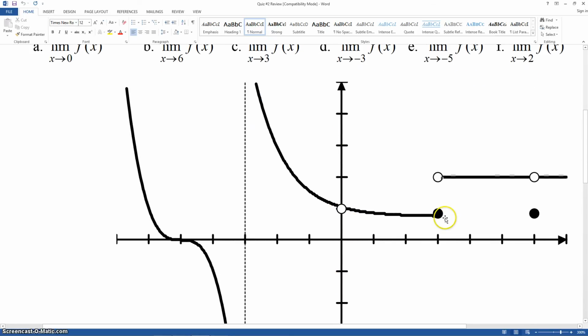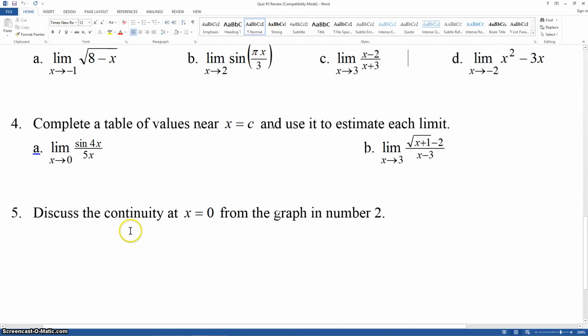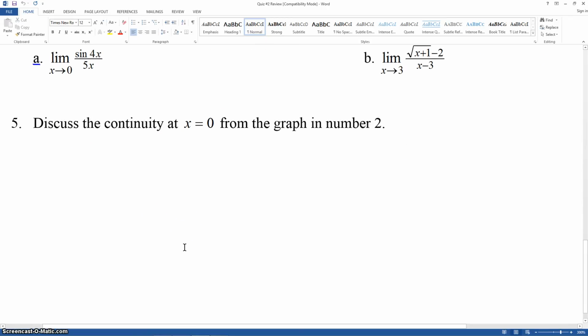The limit as we approach from the right-hand side is 1. The limit as we approach from the left-hand side is 1. So we have case 1, f of 0 does not exist. Case 2, the limit of f of x as x approaches 0 is 1, and then we could say that case 3, f of 0 does not equal the limit of f of x as x approaches 0, and therefore x equals 0 is not continuous. The function is not continuous at x equals 0.